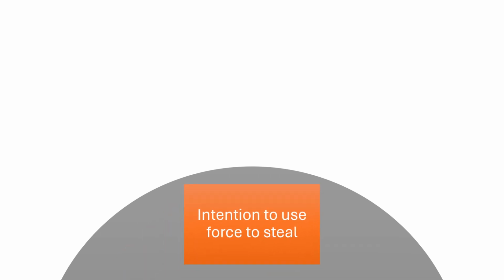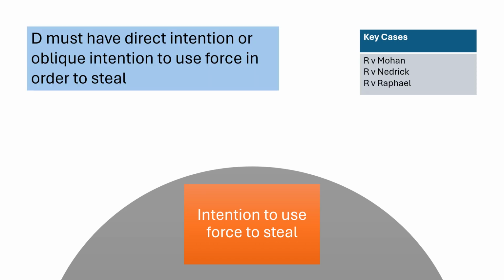And the final body of your work, or final part of the body of your work, is intention to use force to steal. So once you've established the intended theft by using the mens rea of theft, we need to prove that they had a direct intention or oblique intention to use force in order to steal, and that is essential. And of course, key cases there are Mohan, Nedrick and Raphael.